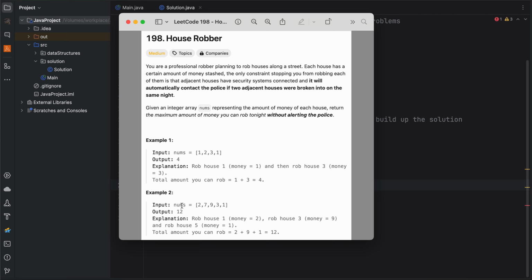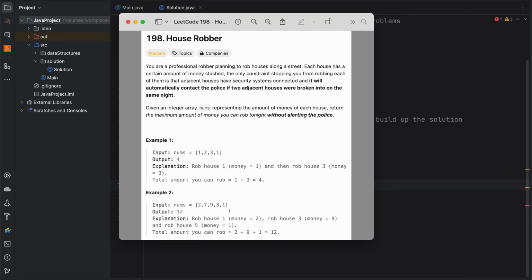In the second example, the provided array contains the following amounts: 2, 7, 9, 3, 1, and the output should be 12 in this case. Why 12? We can rob house number 1, then house number 3, and then house number 5. In this case, the total amount of money we can get is 12, which is equal to 2 plus 9 plus 1, and that should be the outcome of this second example.